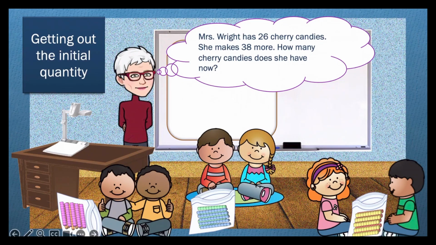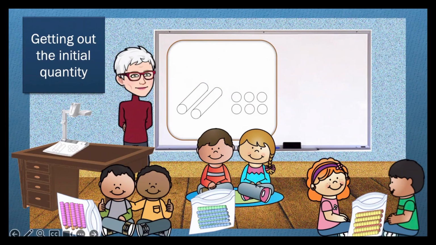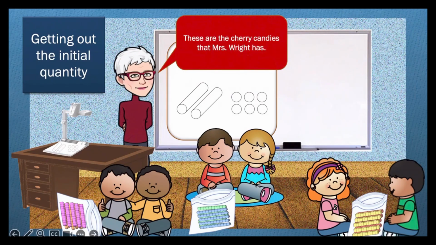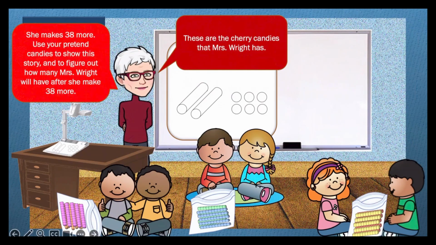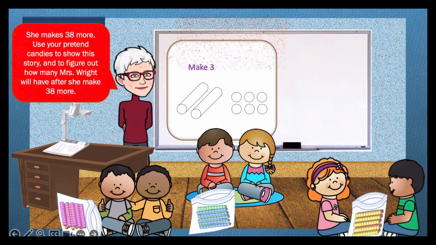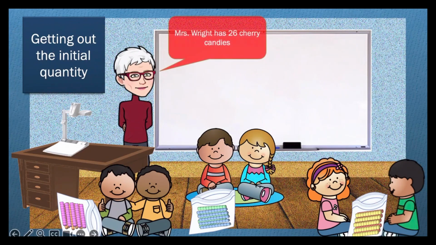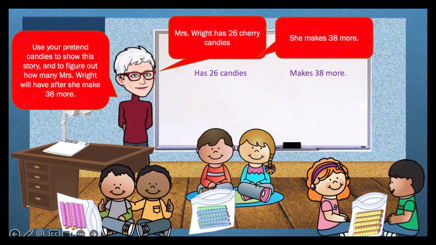The teacher might show, not flash, but show the initial quantity using visual materials like this, and then say, these are the cherry candies Mrs. Wright has. She makes 38 more. How many does she have now? Use your pretend candies to show this story and to figure out how many Mrs. Wright will have after she made the 38 more. In this case, the teacher leaves the image visible for students to see and writes, makes 38 more, so students can remember the task. Or the teacher might pose the task entirely orally, but write the quantities for children to see so they can remember them.